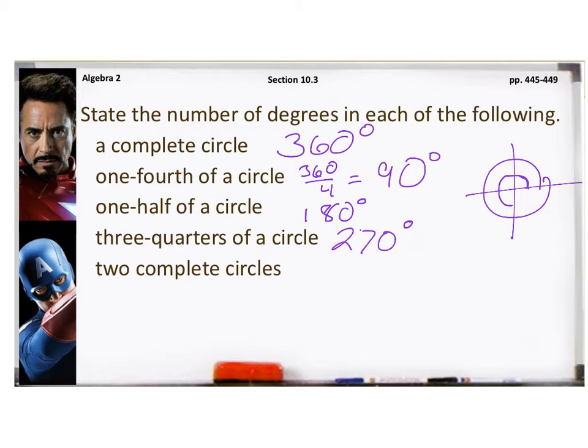Two complete circles. Well, let's see. I'm going to change my color here. And I go 1, 2. Well, it's 2 times 360, which is going to give me 720 degrees.